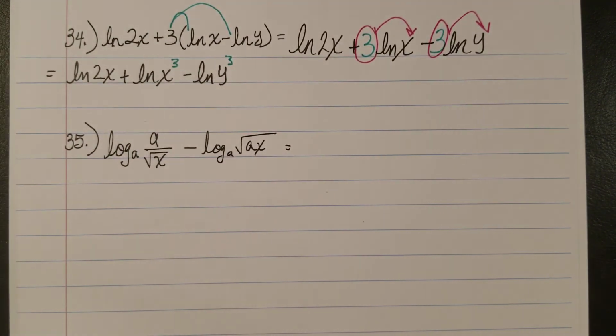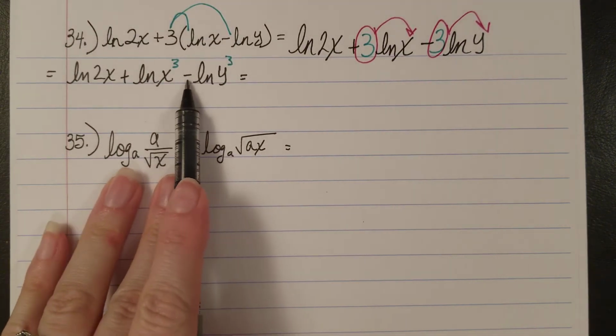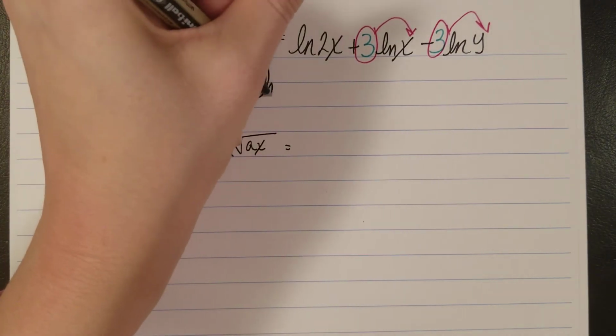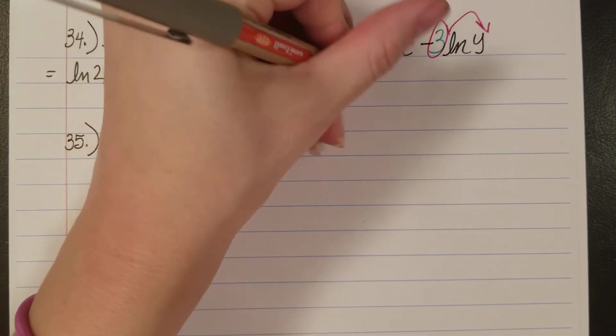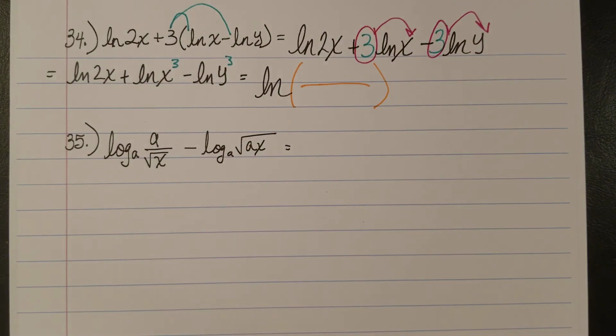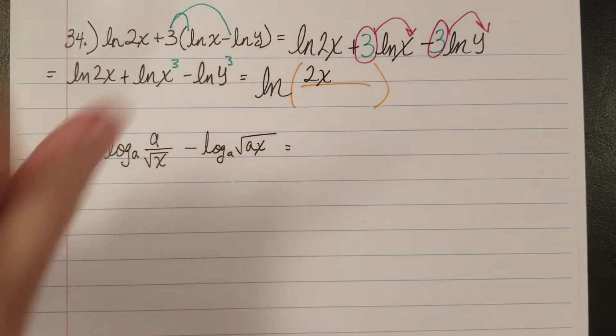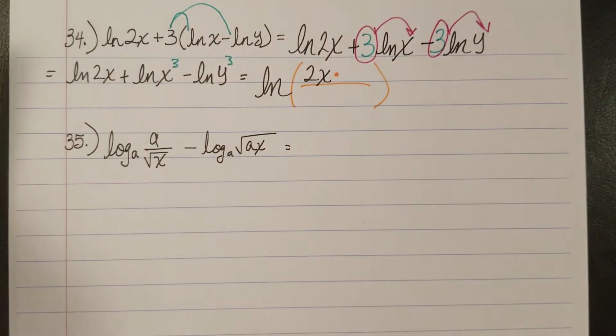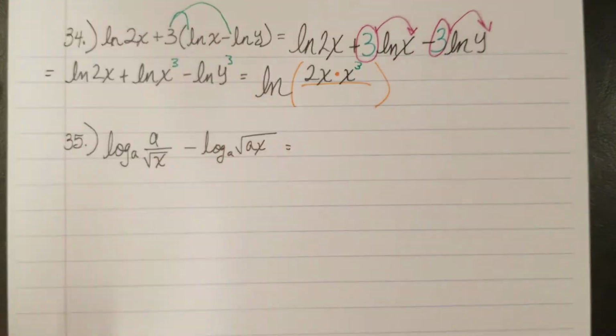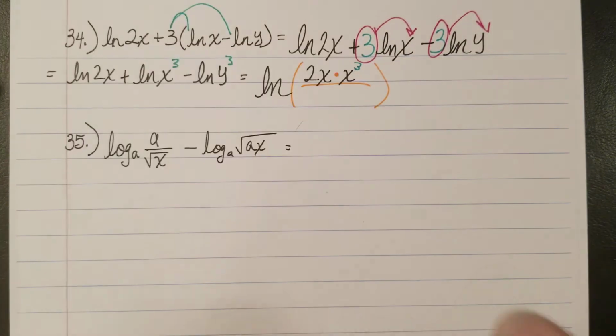Now let's go ahead and combine it all into one big fraction. And I know it's a fraction because I have a minus here. It's going to be ln of 2x times, because that's positive, so times x cubed, all over y cubed.